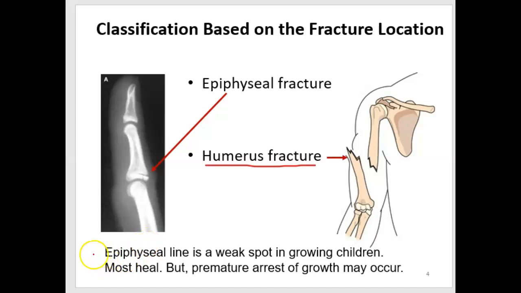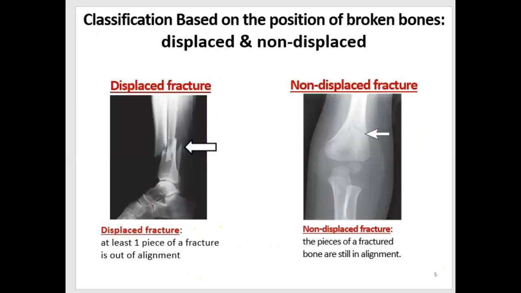One thing to note is that the epiphyseal line is a weak spot because it's still cartilage in growing children. Most of the time these fractures heal, but if they don't heal, you could get premature arrest of bone lengthening because the cartilage might ossify right away, and then you couldn't get any more length or growth in length. You need the chondrocytes in order for a bone to grow in length.